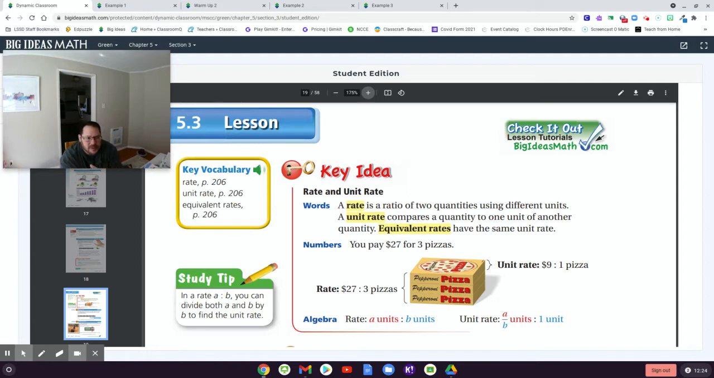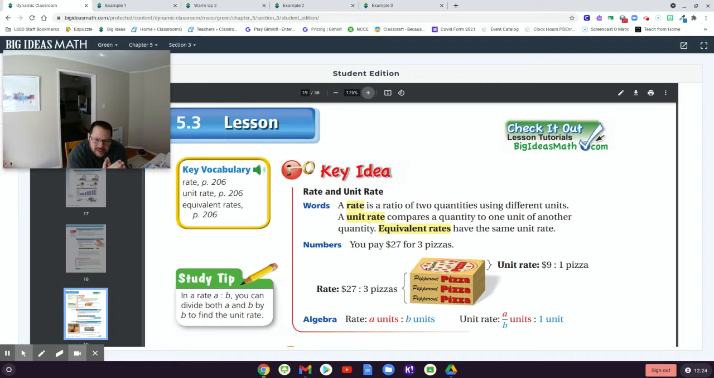So here we have some definitions that they're listing out for us. A rate is a ratio of two quantities using different units. And then a unit rate, that's a very important type of rate. A unit rate compares a quantity to one unit of another quantity. So that could be like beats per minute or miles per hour or degrees per second. So that is a unit rate.